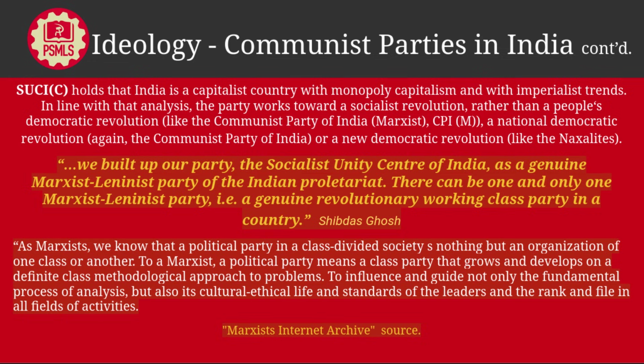As a Marxist, and these are again quotes from my sources as well as Shibdas Ghosh: As Marxists, we know that a political party in a class-divided society is nothing but an organization of one class or another. To a Marxist, a political party means a class party that grows and develops on a definite class methodological approach to problems, to influence and guide not only the fundamental process of analysis, but also its cultural, ethical life and standards of the leaders and the rank and file in all fields of activities. This came from a speech that I got out of the Marxists Internet Archive.